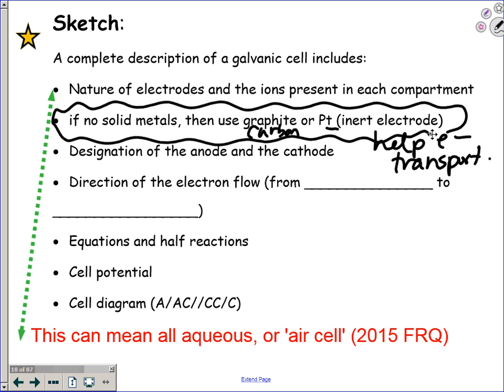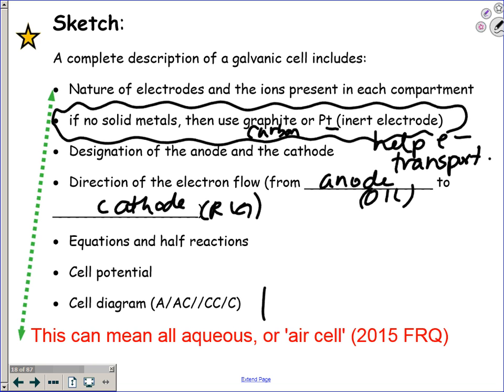And every single time we draw a battery, galvanic or electrolytic, electrons will flow from what to what? Anode to cathode, because that piece is showing the loss of electrons and then the gain of electrons, meaning you're losing them and then they're being gained by the other side. Every single time you draw a cell, include the half reactions, like I modeled, the full reaction, the cell potential, which I'll talk about in just a second, and then the diagram or the line notation, as it's also called.